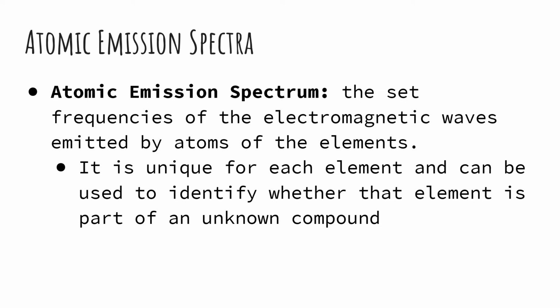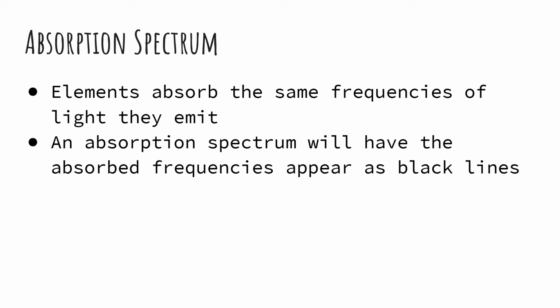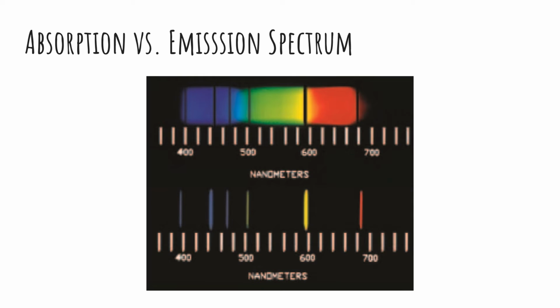In an absorption spectrum of an element, they will absorb the same specific frequencies of light they emit. In an absorption spectrum, the absorbed frequencies appear as black lines. By comparing the black lines to the emission spectra of elements, science can determine the composition of the outer layers of stars. Let's compare the emission and absorption spectra of neon.